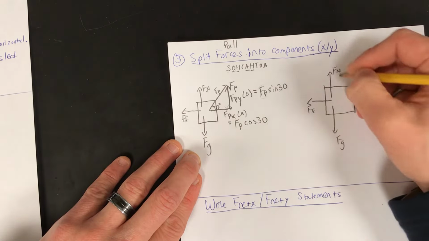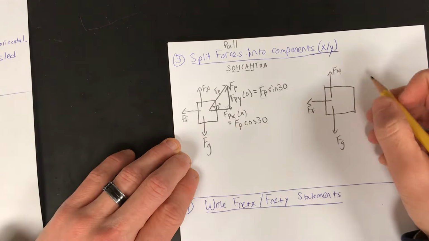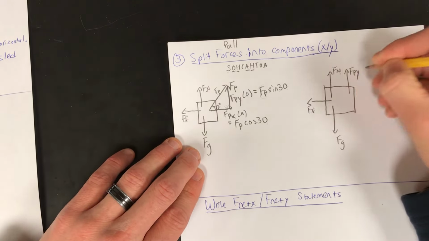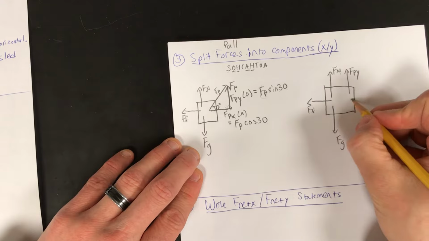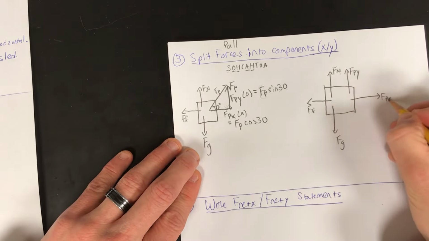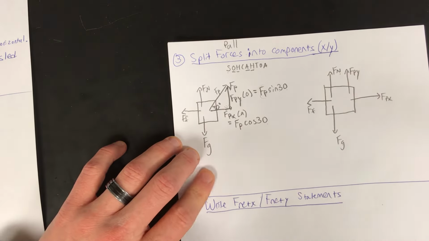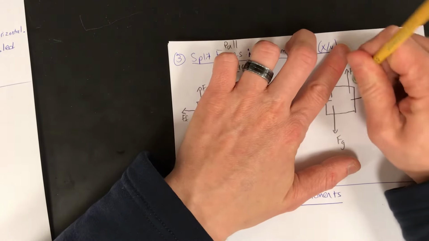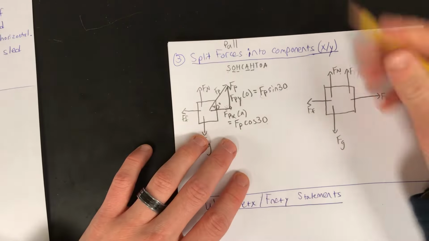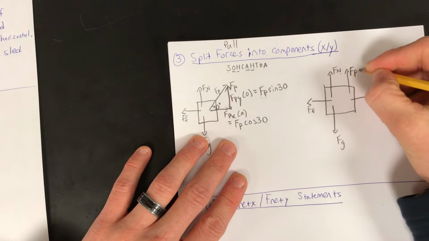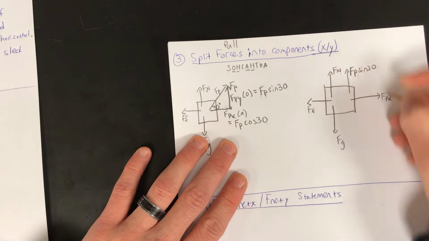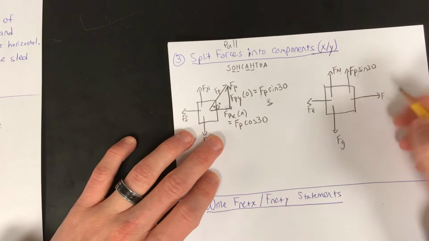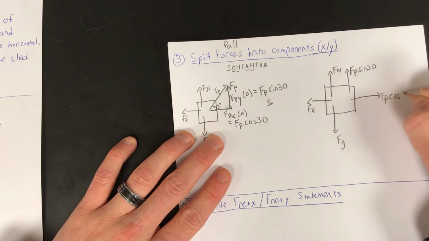So Fg, Fn, and Ff still exist, but now Fp has a y and an x part, and it's split up into each of those parts. And for Fpy, instead of writing Fpy, you could write Fp sine 30, and for Fpx, instead of writing that, you could write Fp cosine 30.